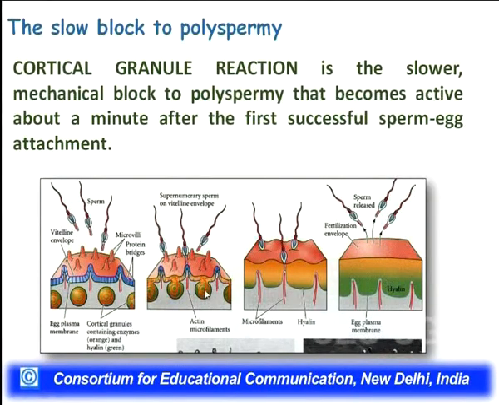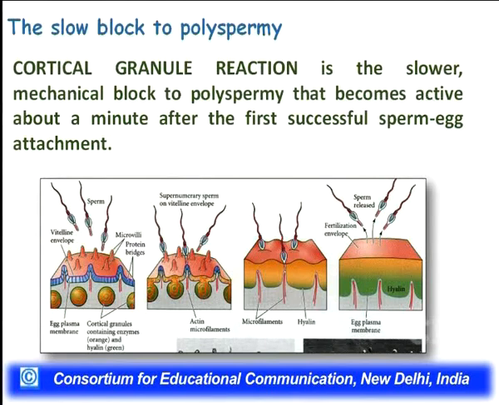However, whatever content is released by the cortical granule reaction will lead to the modification of the receptor molecules present on the zona pellucida, causing any other sperms that are bound to the plasma membrane to be knocked off, and this is the slower block of the polyspermy that occurs.